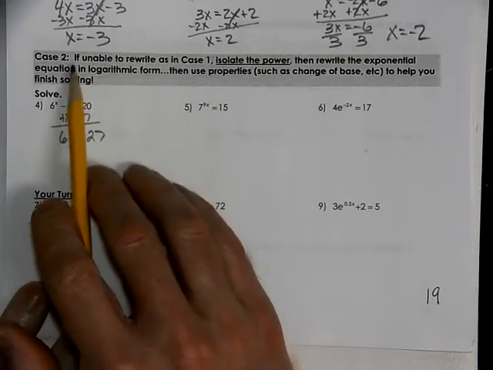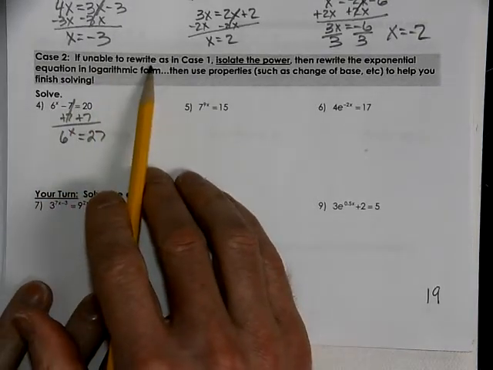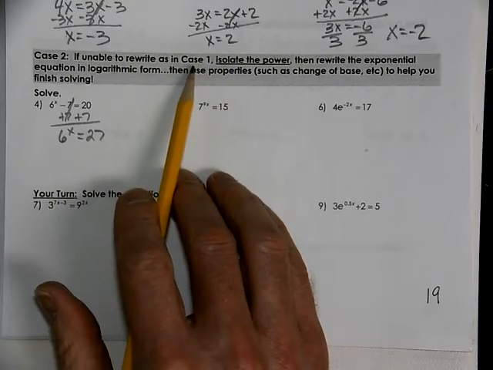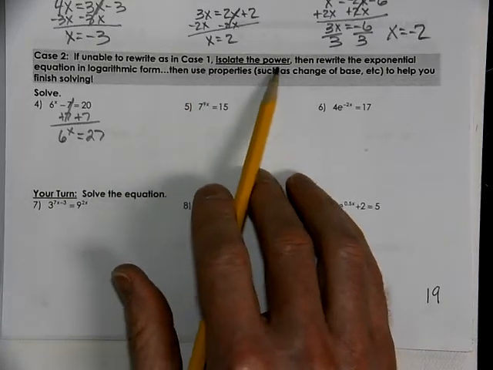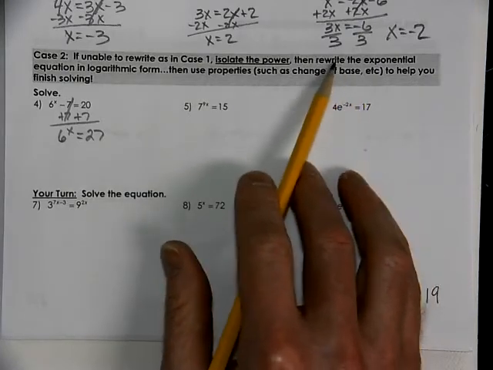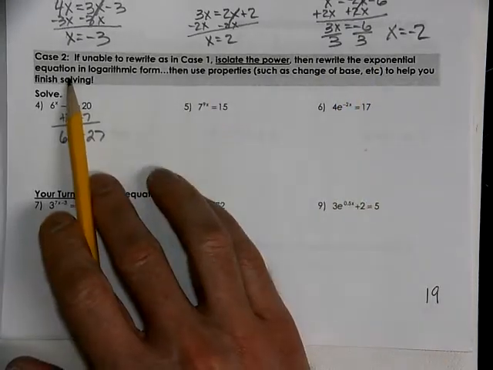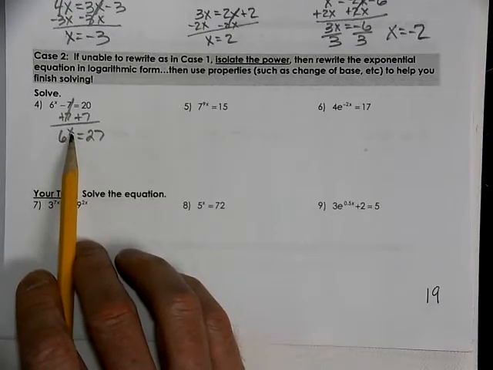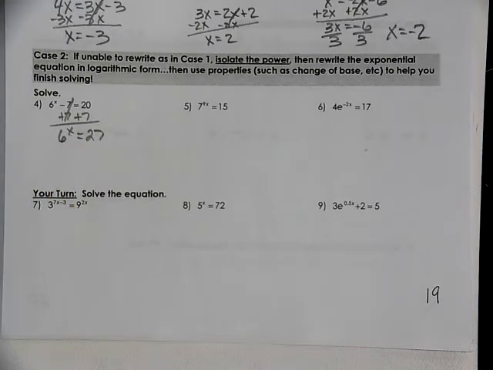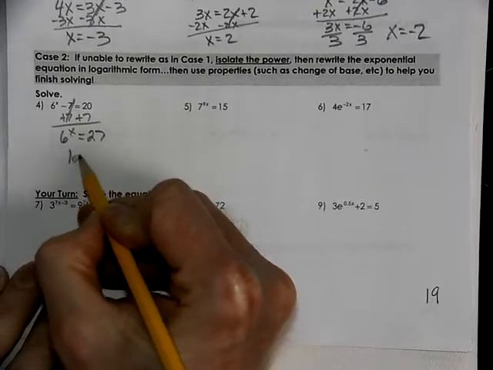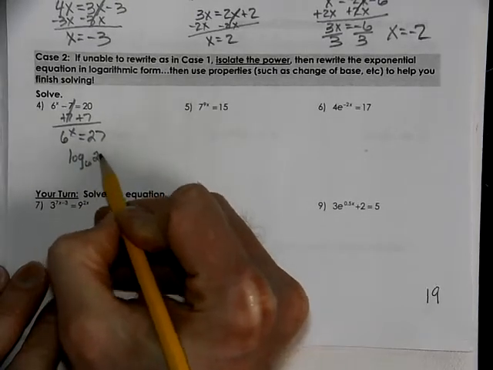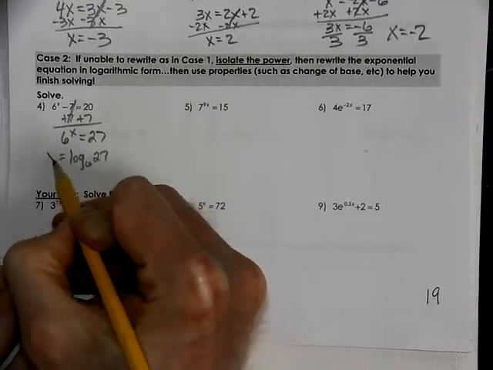So, reading our notes, if we're unable to write it with common bases, we need to isolate the power, then we're going to rewrite the exponential equation in logarithmic form, because we need to solve for an exponent. And we all know that the logarithm equals the exponent. So log base 6 of 27 equals x.